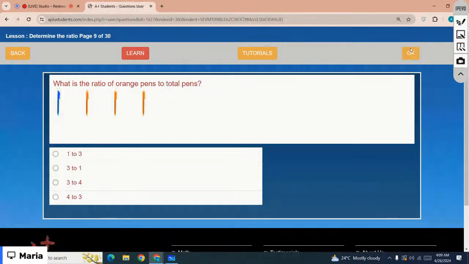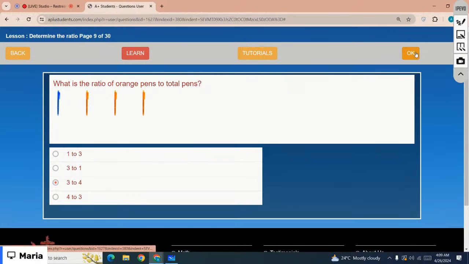What is the ratio of the orange pens to total pens, which is the correct option? That is 3 to 4. 3 of the pens are orange and 4 of them are total, so 3 to 4.